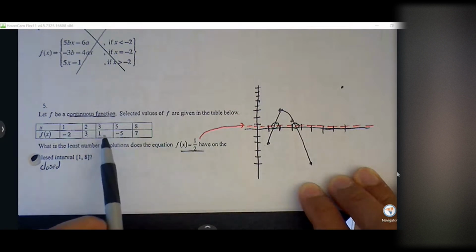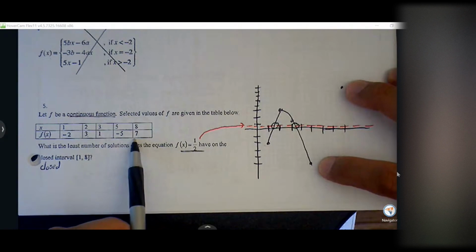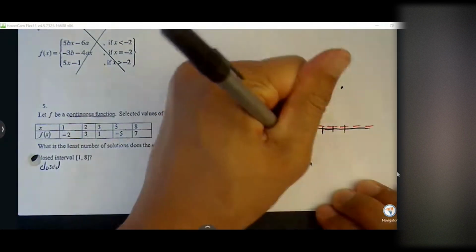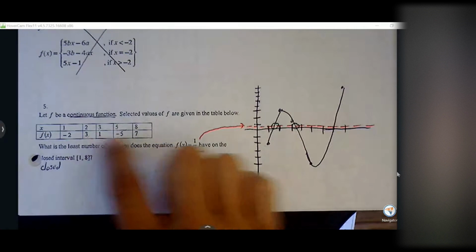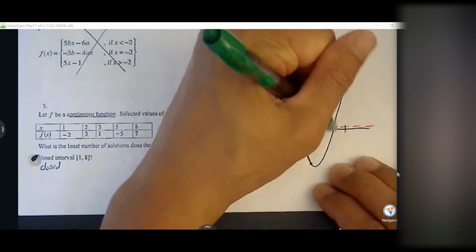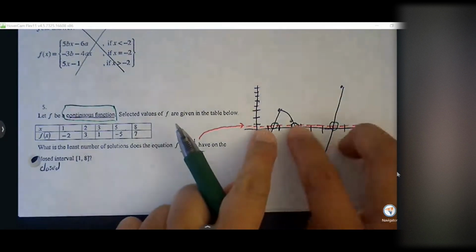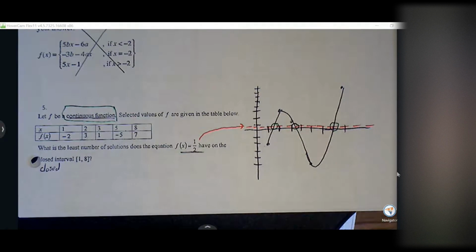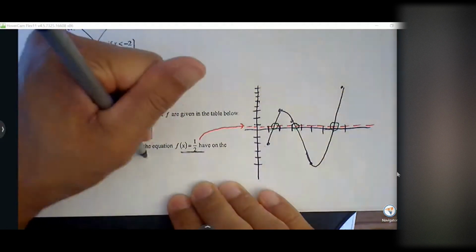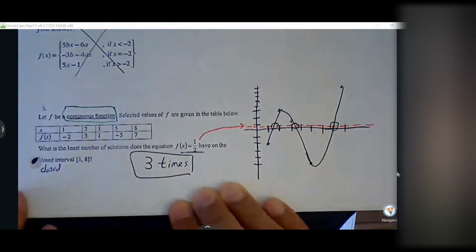And then from -5 to 7, if I'm going to connect all these points, it's going to have to cross through 1/2 at least one more time. Now, it could be more than that because there could be things happening between these points that we don't see. But if we're told that the function is continuous, then it's got to at least hit y equals 1/2 3 times. Does that make sense?